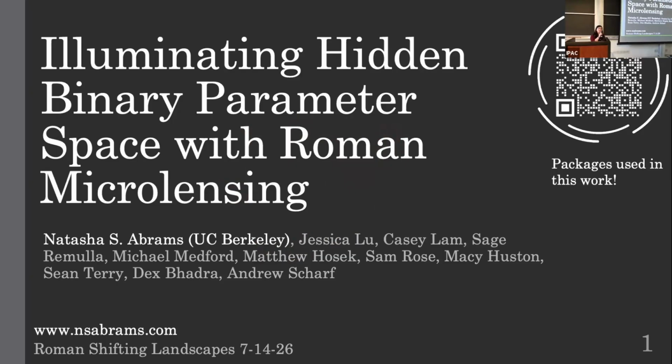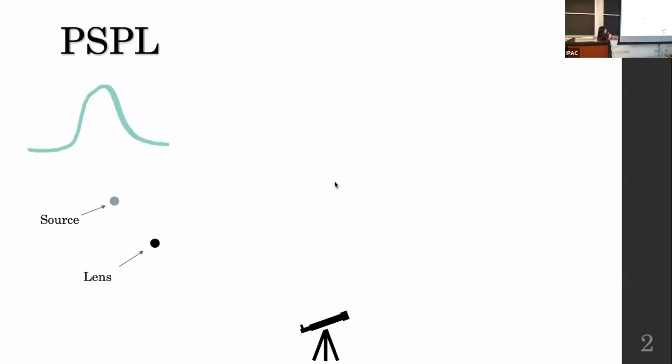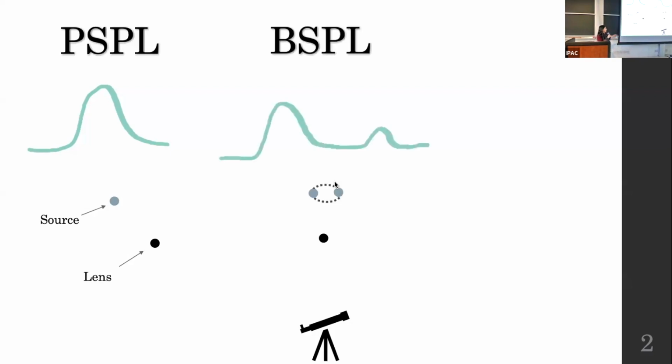I'm a finishing grad student at UC Berkeley, and I'll be talking about binary microlensing with Roman. So Jessica gave a great introduction on single source, single lens, or point source, point lens microlensing, where you have just one lens passing in front of one source that yields a typical looking microlensing signal. When we say binary microlensing, what do we mean? One way is that the source is a binary: your source star, instead of being a single star, is a bound binary pair, and there's a single lens passing in front of it. And this will yield the superposition of two single sources.